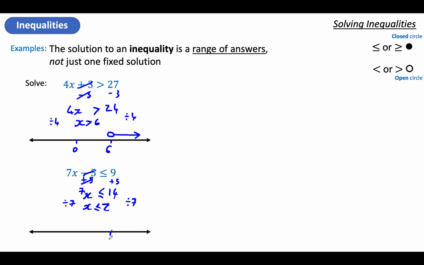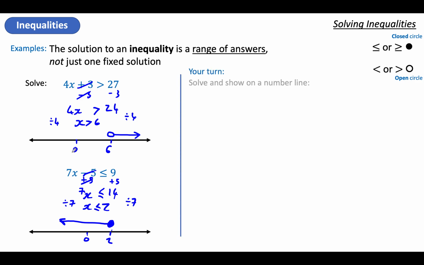Reference the number you're trying to put on, which is the 2. Put wherever 0 might be. And it's less than or equal to 2. Because it's equal to as well, we do a filled in circle because it does include 2. And because it's less than, I point to all the numbers that are less than 2 to the left. So same thing as before, except it's a 2-step equation.